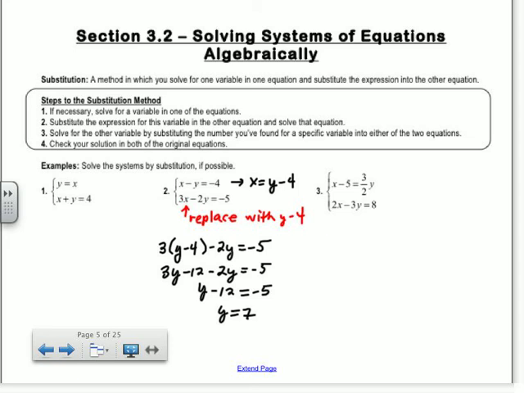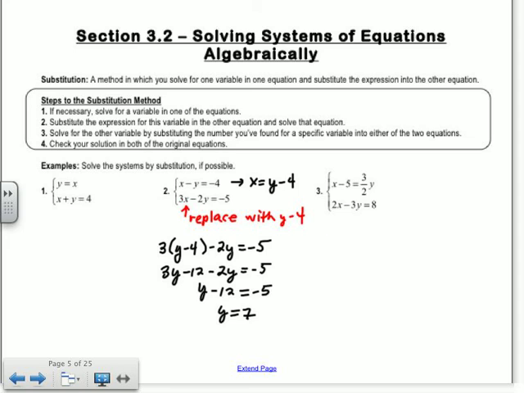Now you're not done yet. Because remember, these are 2 lines. So if we have 2 lines and they are intersecting, they're intersecting in a point, right? So we actually need to find the point that they intersect at. We have the y value, you need to find x. Usually the easiest thing for substitution is you've already solved for that variable, x equals something. So plug it back into that equation. So x is equal to y minus 4. So x equals 7 minus 4, so it's 3.